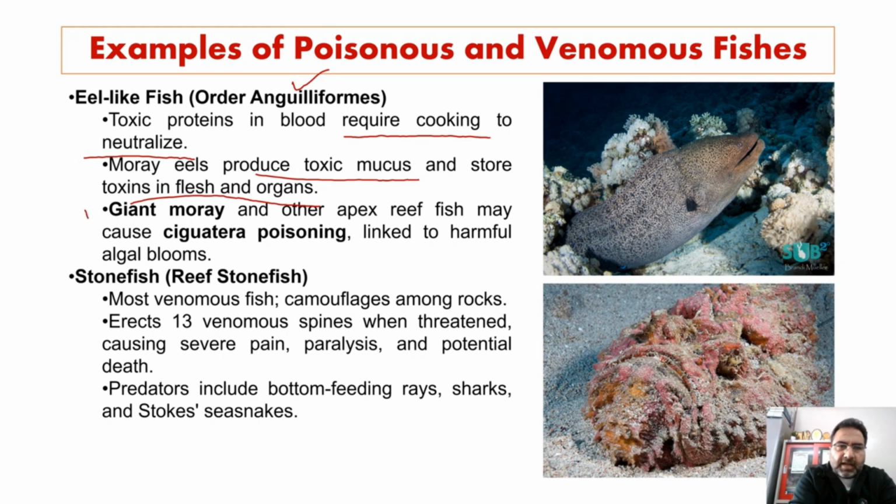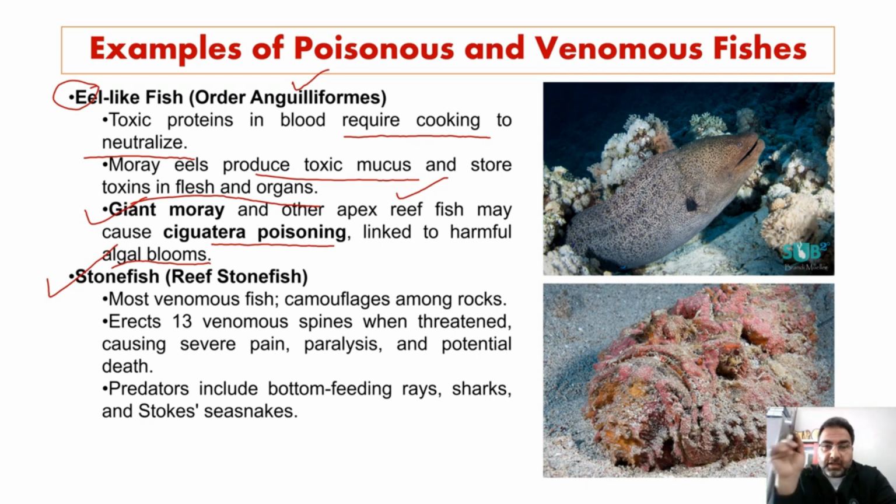Then there is another fish called the giant moray. It is an apex reef fish, but may cause ciguatera poisoning linked to harmful algal blooms. That is mostly the poison accumulation, or toxin accumulation, caused by feeding on these very algal blooms, which are toxic, which are poisonous. Then, after eelfish, there is another fish we have talked about, the stonefish.